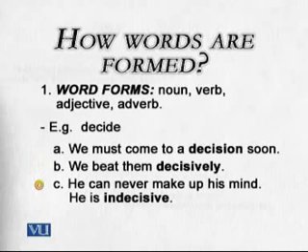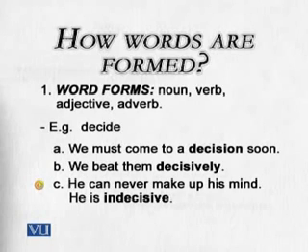Now, from one word, I created how many? Three more. Decide as a verb, decision as a noun, decisive as an adjective, indecisive as another adjective. Of course, both these are antonyms. And you can add ly to these adjectives and design adverbs also, like decisively or indecisively. But from one, how many? Five words we created. This is called word forms and word formation.